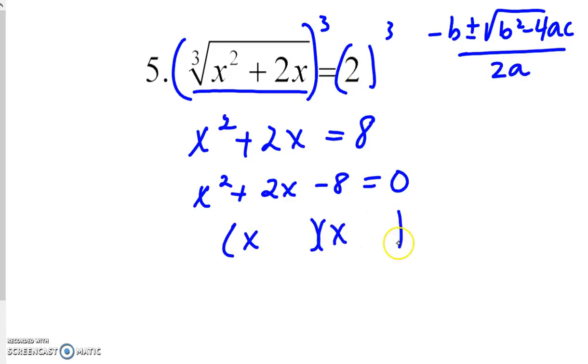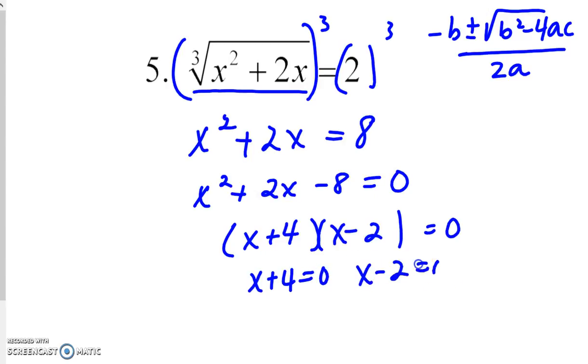Remember, factors of 8. That will get me 2 and 4. And so it's going to be plus 4 and minus 2, which will get me negative 8 and a positive 2. x plus 4 equals 0 and x minus 2 equals 0. x equals negative 4 and positive 2. Now we come out with two answers. This is where it's very, very important to try both your answers because sometimes they'll work and sometimes they won't.